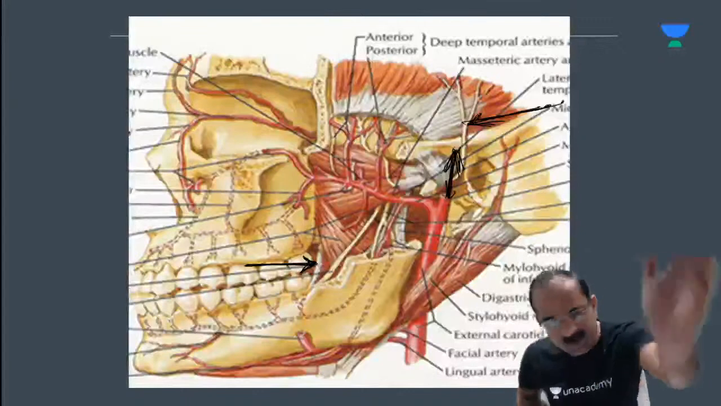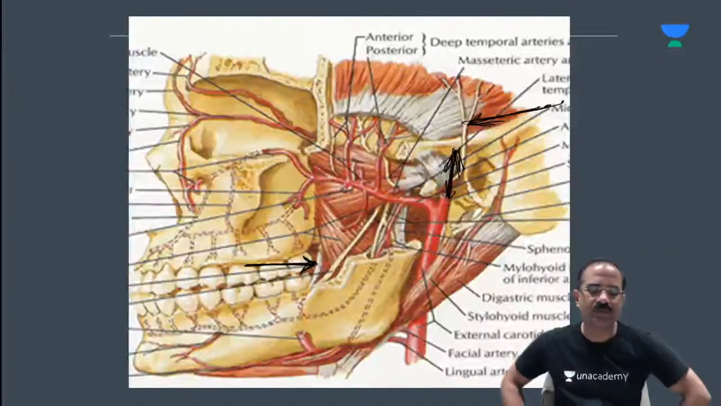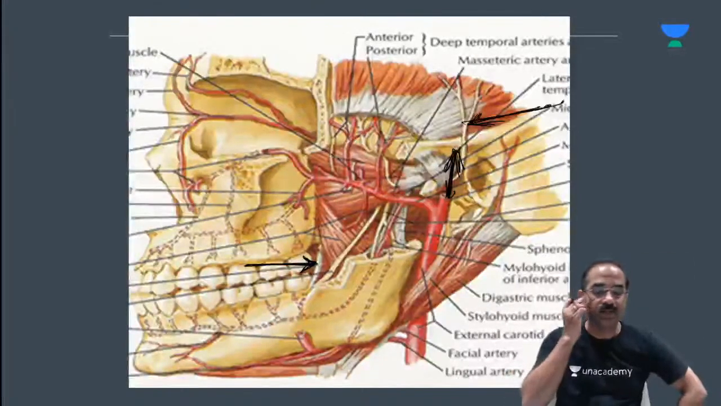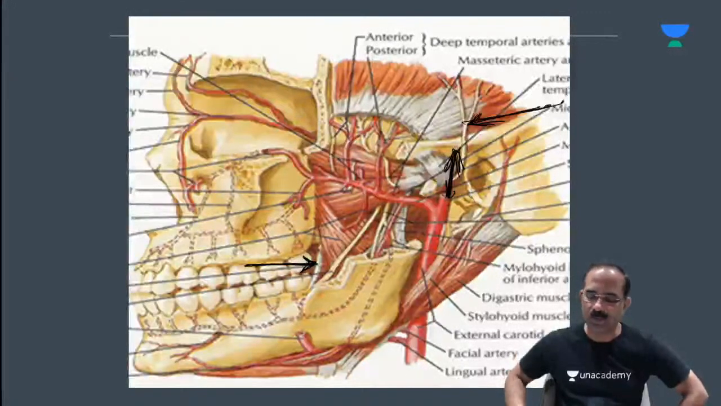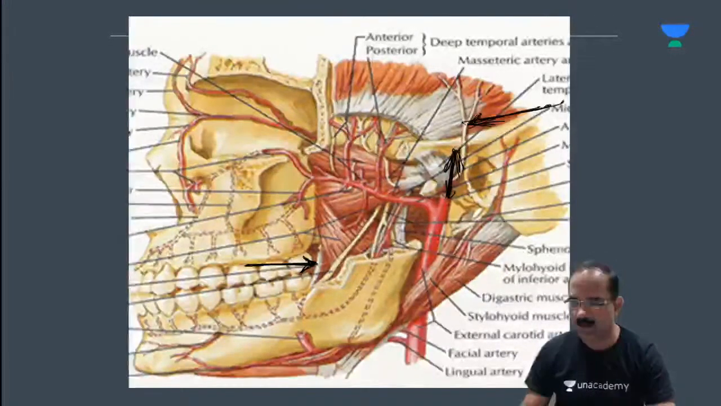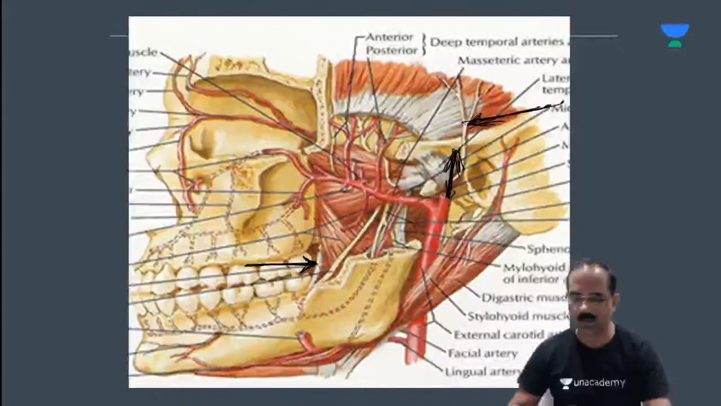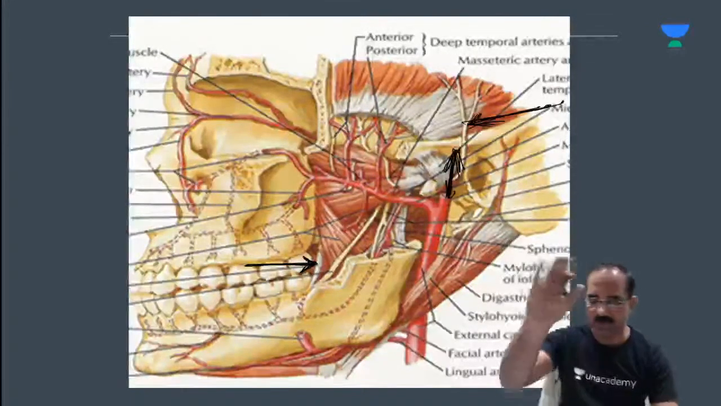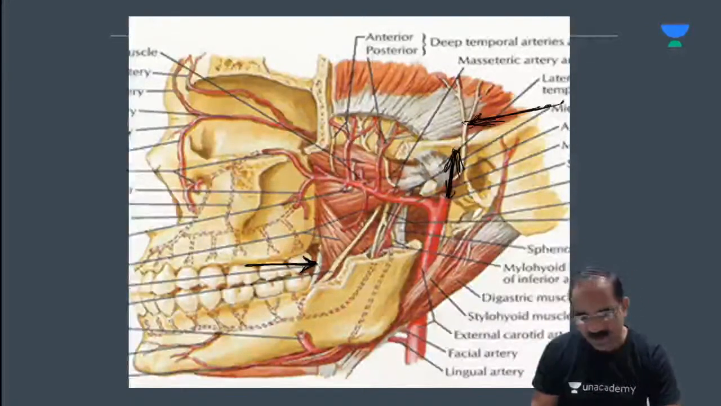Can anyone guess this nerve? That's the auriculotemporal nerve. This is the auriculotemporal nerve, okay? Just remember this. This is the auriculotemporal nerve, and the artery is the superficial temporal artery. Perfect. Just one last thing in the slide.